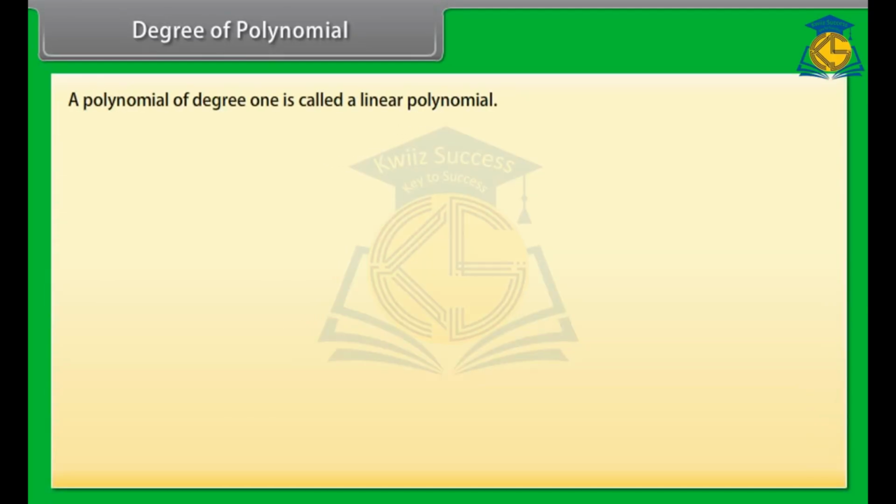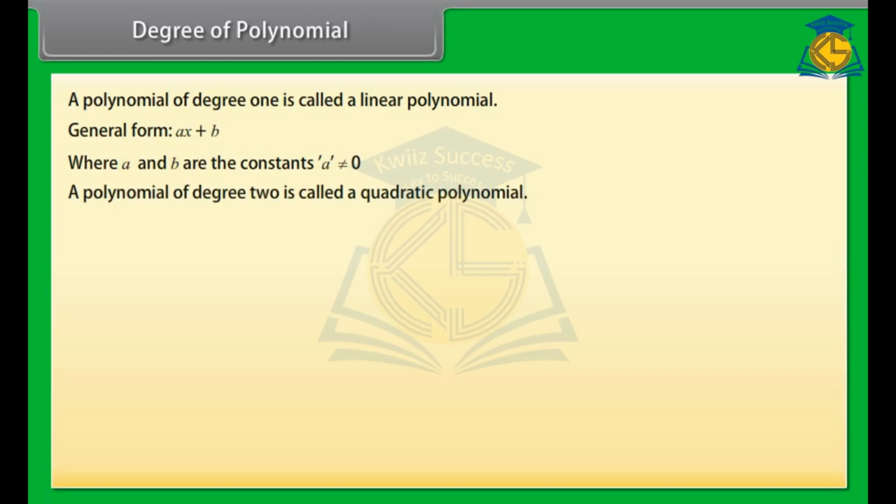Degree of polynomial. A polynomial of degree 1 is called a linear polynomial. Its general form is ax plus b, where a and b are constants and a is not equal to 0. A polynomial of degree 2 is called a quadratic polynomial. Its general form is ax square plus bx plus c, where a, b and c are constants and a is not equal to 0.